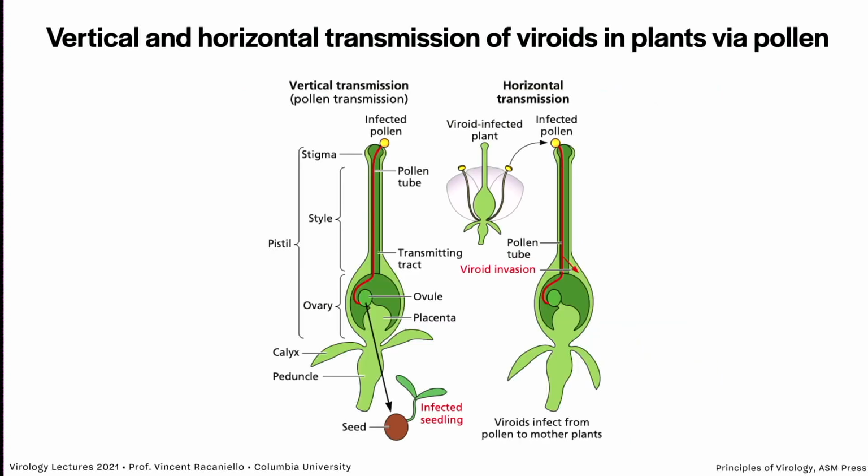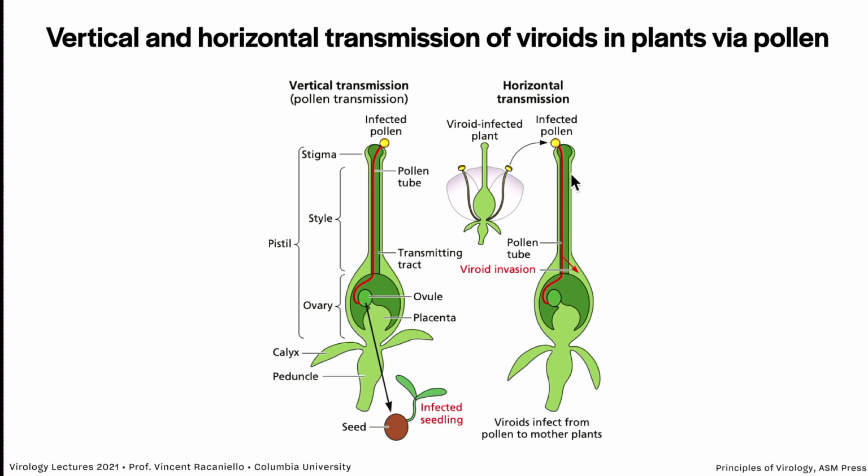How are these transmitted? There are both vertical and horizontal transmission. In vertical transmission, here on the left, the infected pollen, so the pollen contains the viroid, contacts the stigma, so that's the normal process, right? And the viroid moves through the pollen tube, that's the red line, all the way to the ovule, from where the seed is going to be produced. And then the viroid ends up in the seed, and when the seed germinates and becomes a plant, then the seedling is infected. So that's vertical transmission. You know, like mother to child.